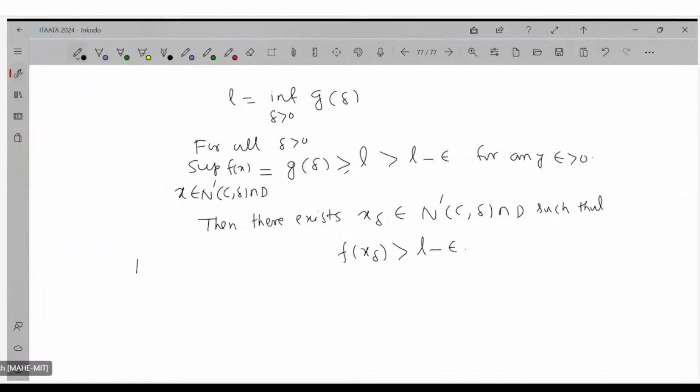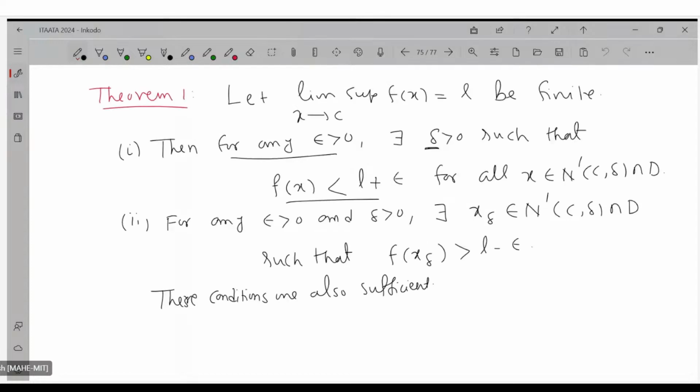Think the other way. Let's say for all x, it is less than or equal to L minus epsilon. Then what will you get? You will get a contradiction. Because of that, you will always have an x delta for which f of x delta is greater than L minus epsilon. So that's the proof of the theorem basically. So that's the if and only if condition; the conditions are also sufficient. Again, this is the basic structure of limit supremum.